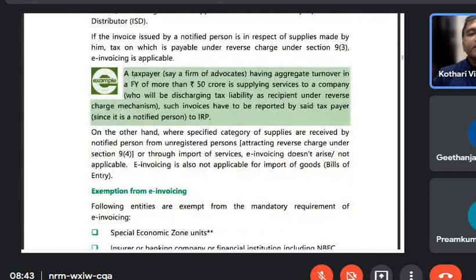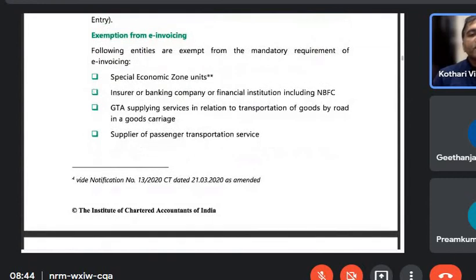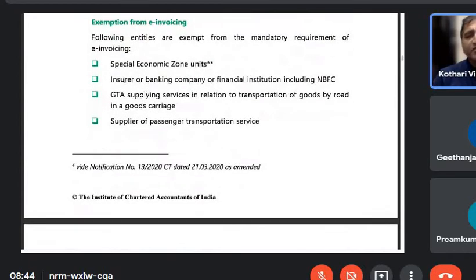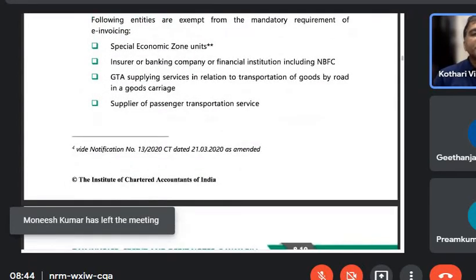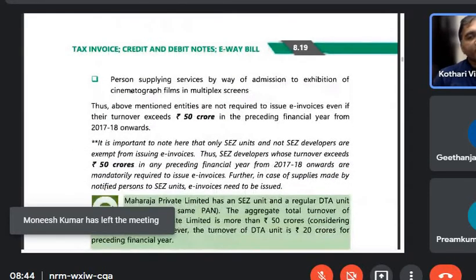A taxpayer, say a firm of advocates having aggregate turnover in a financial year of more than 50 crores, is supplying services to a company which will be discharging the liability as recipient under reverse charge. Such an invoice has to be reported by the said taxpayer since it is a notified person. Then these exemptions I have already explained: special economic zone, insurance, banking company, GTA, transport service, person supplying services by way of admission to cinema.